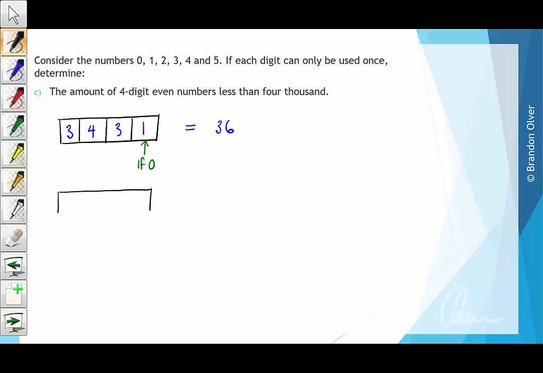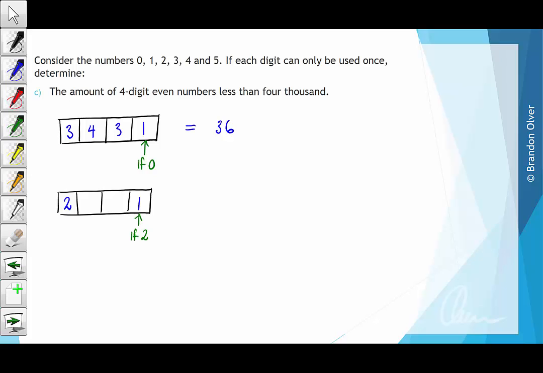Another case we can have for our 4-digit number is if the last number is 2. So if the last number is 2, there's one option to go there. And now we need to consider our first number. So we can't have 0 because it's a number. We can have 1. We can't have 2 because that's in the last position. We can have 3. But after that, the number will become bigger than 4,000. So there's only 2 numbers, either a 1 or a 3, that can go in the first position.